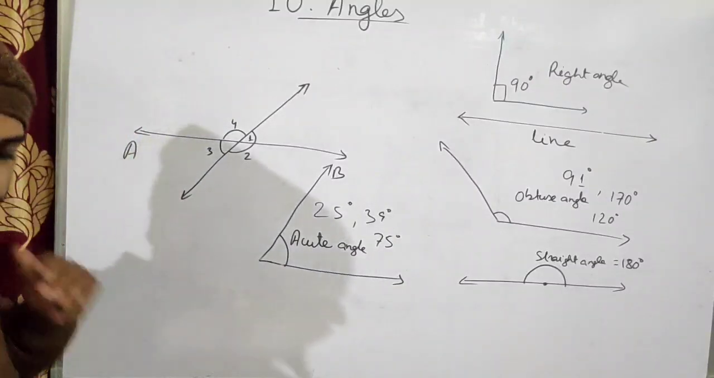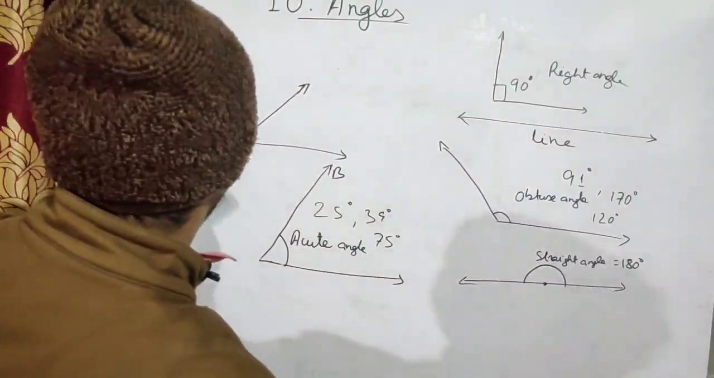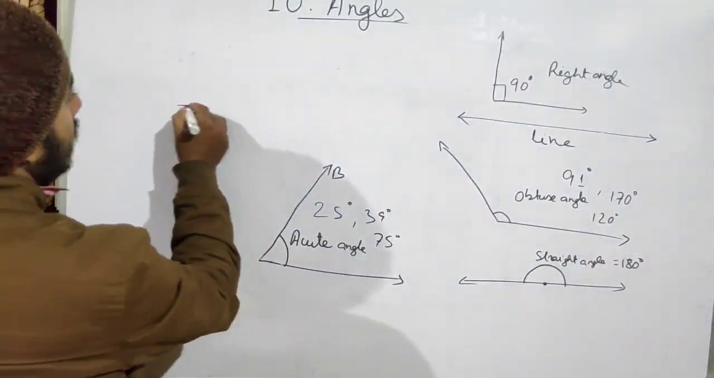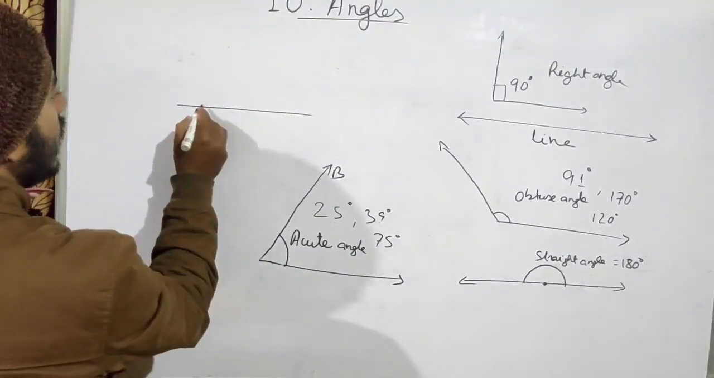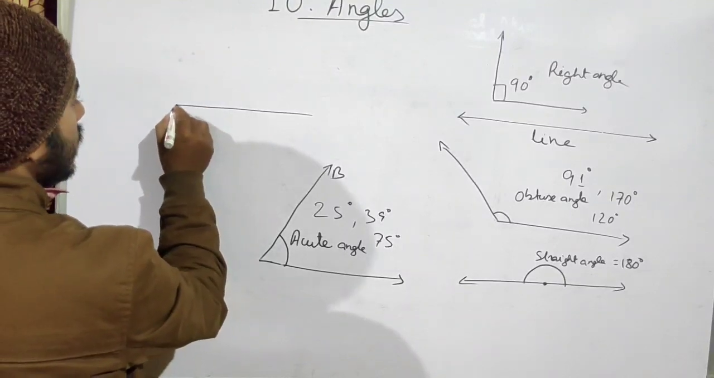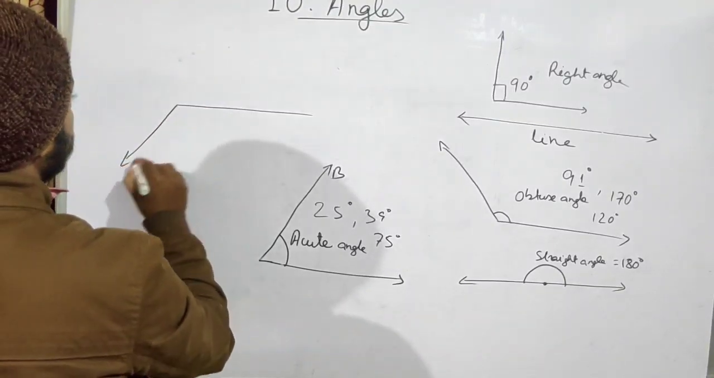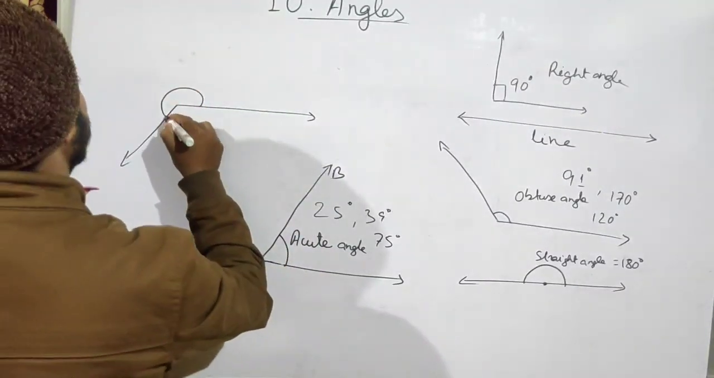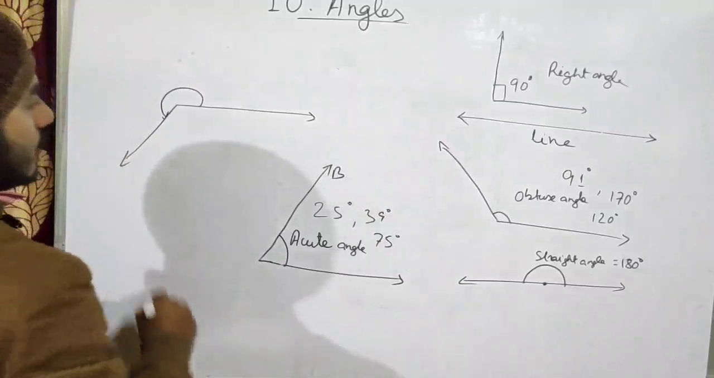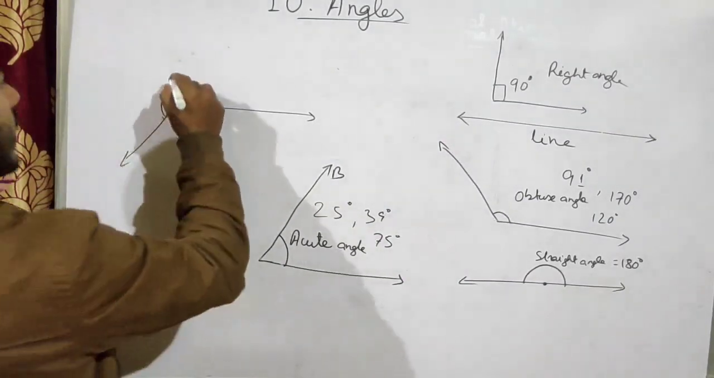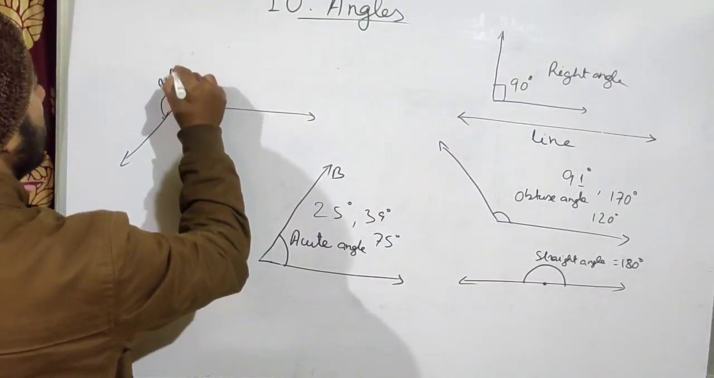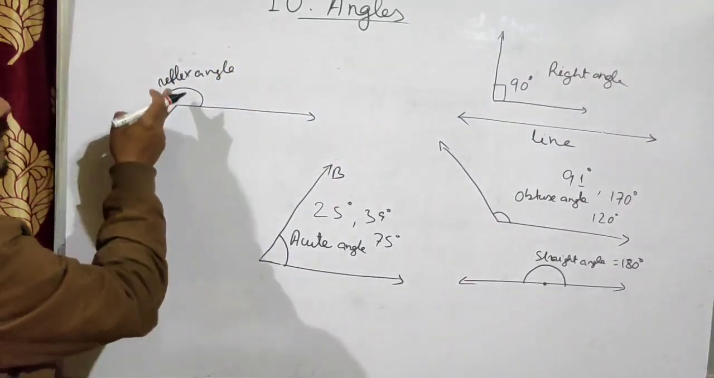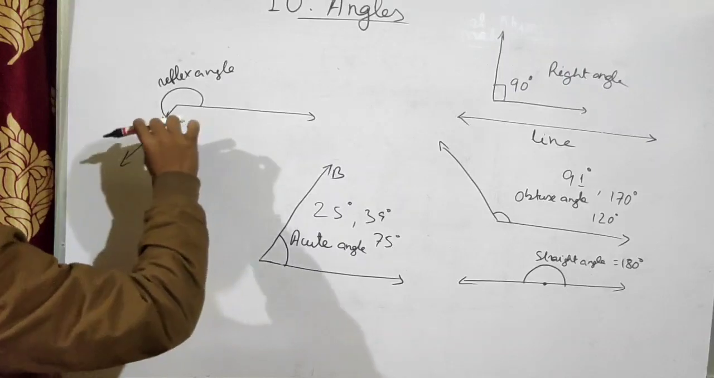Let us draw one reflex angle on the board. Straight is 180 degrees, isn't it? Now if it moves further like this, it becomes a reflex angle. So we will be measuring the angle through this, not like this. Clear? This is known as a reflex angle.